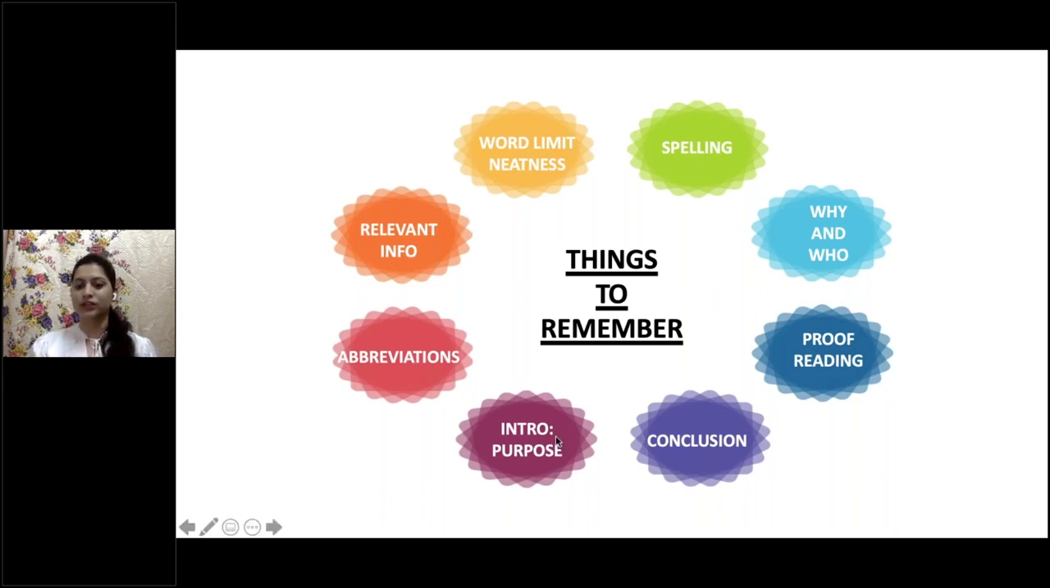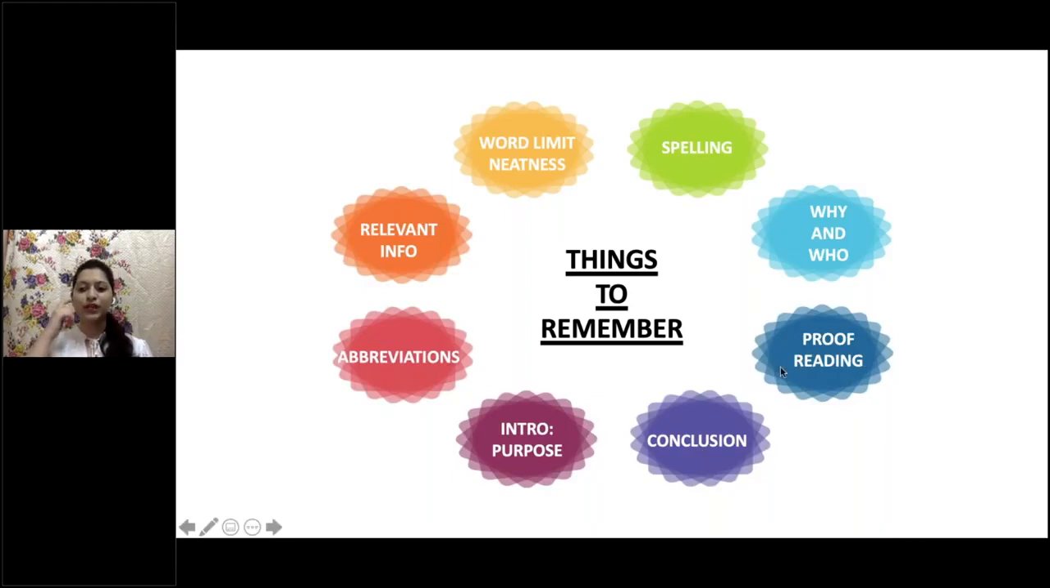All right, so the introduction. Your introduction should always contain the purpose of the letter. This introduction is extremely important, so please give them the chief complaint, give them what needs to be done, so that gives them clarity. Conclusion. Again, always mention what is in the task, what needs to be done.